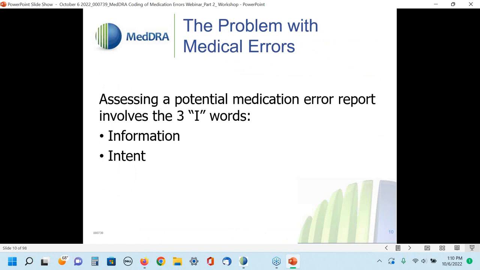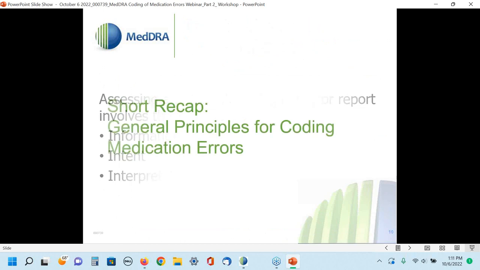So sometimes the report will not specifically say that it was an error, but you have to then look at it to try to make some assessment of what the intent was in whatever action occurred that you are considering may possibly have been a medication-related error. And that, of course, is interpretation. So the three I's are information, intent, and interpretation. And these are reasons why medication errors are particularly problematic when it comes to coding with MedDRA.